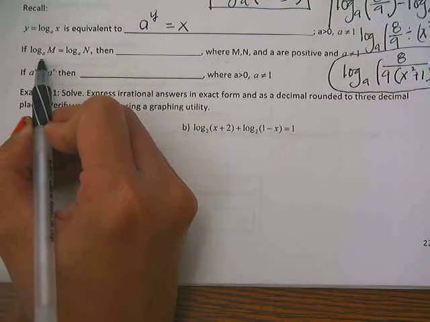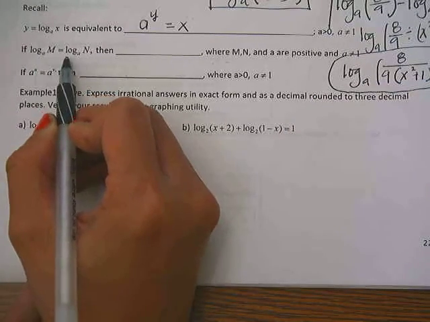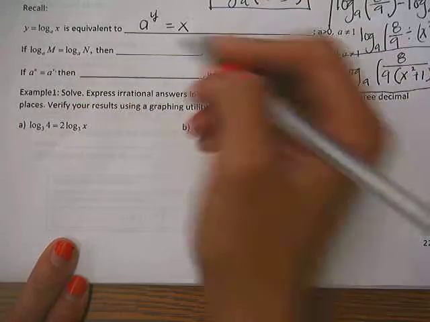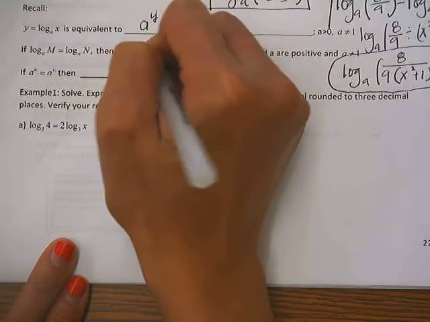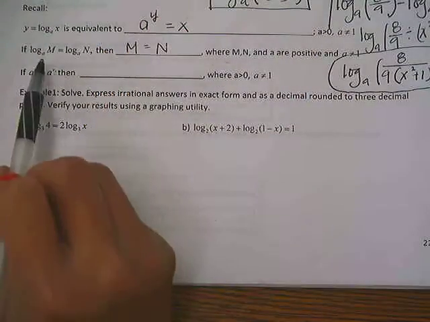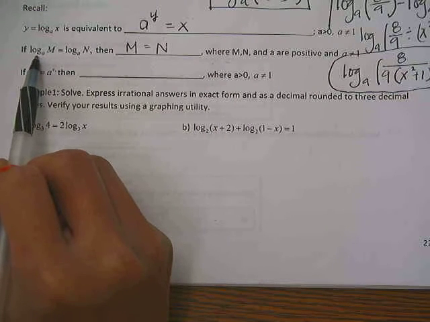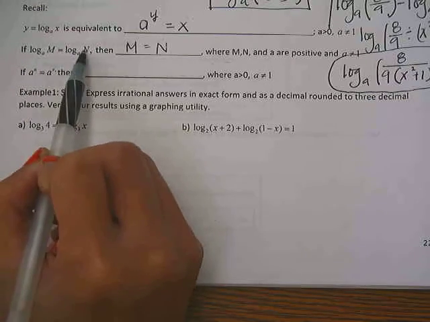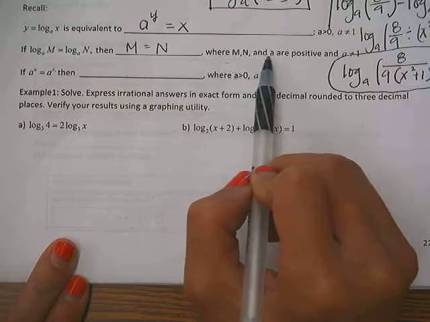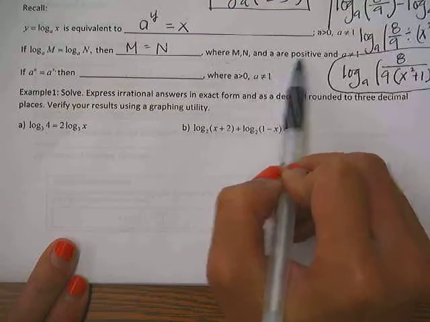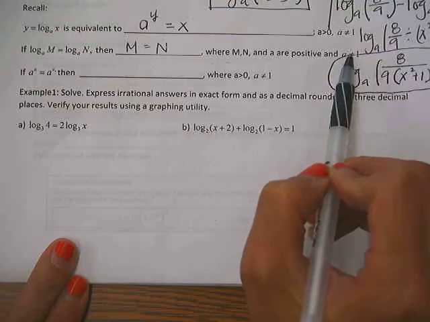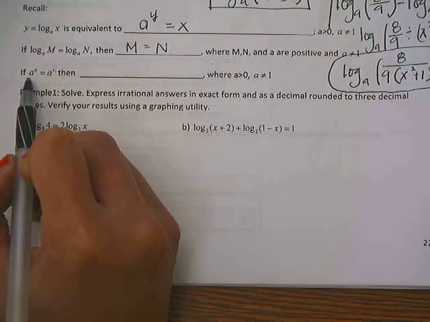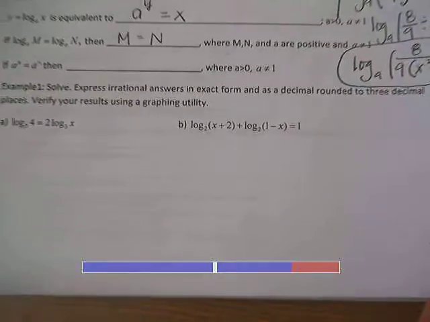If log base a of m is identical to log base a of n, because the bases are exactly the same, then m must be identical to n. So what we are trying to say is because log is a one-to-one function, if they are identical, we can drop it, and it's still identical. Where m and n and base a are positive and a is never, ever 1. That means I cannot have a base of 1.